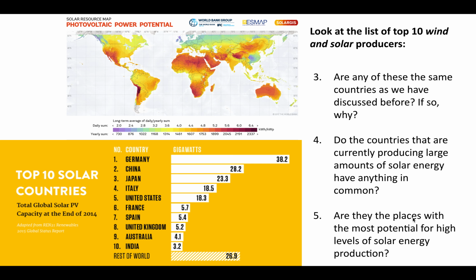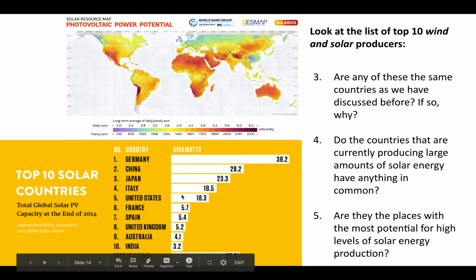Guys, last two questions then. Are the countries that are currently producing large amounts of solar energy, do they have anything in common? We said that they were wealthy nations, that they were developed nations. Number 5, are they the places with the most potential for high levels of solar energy production? Unfortunately, the answer to that is no, they're not.